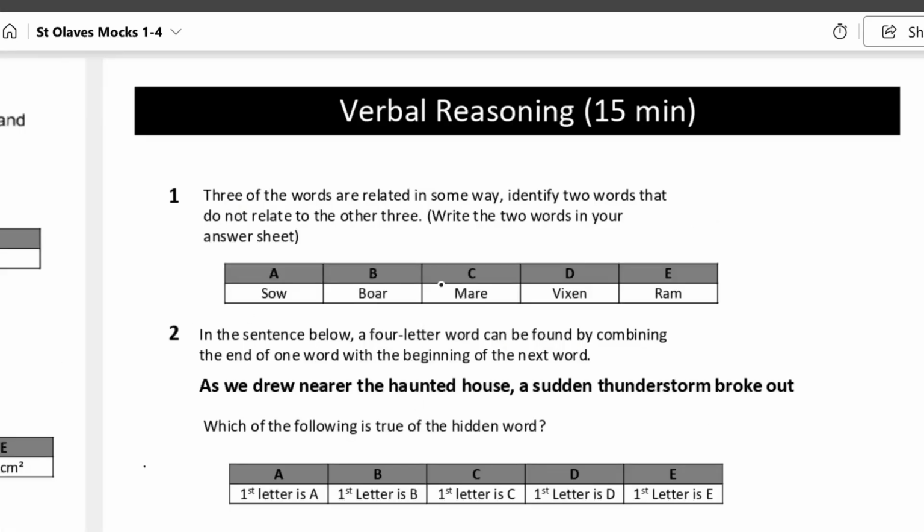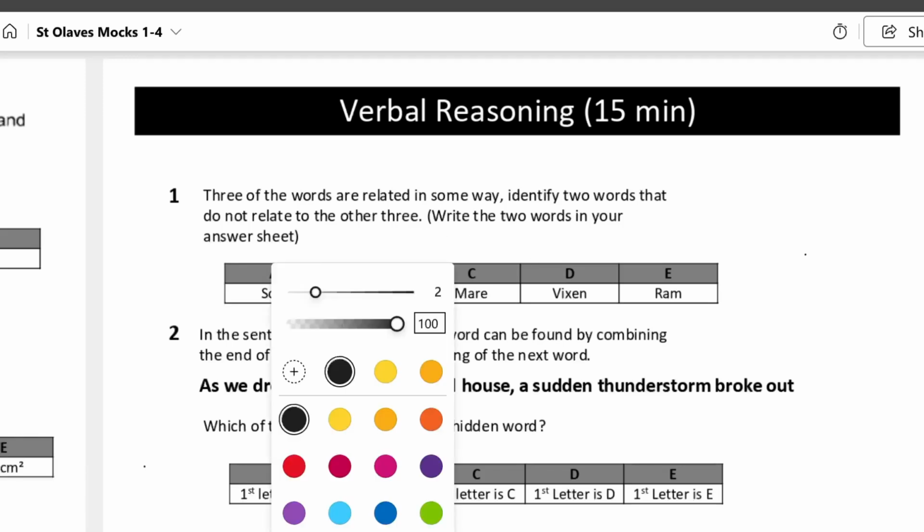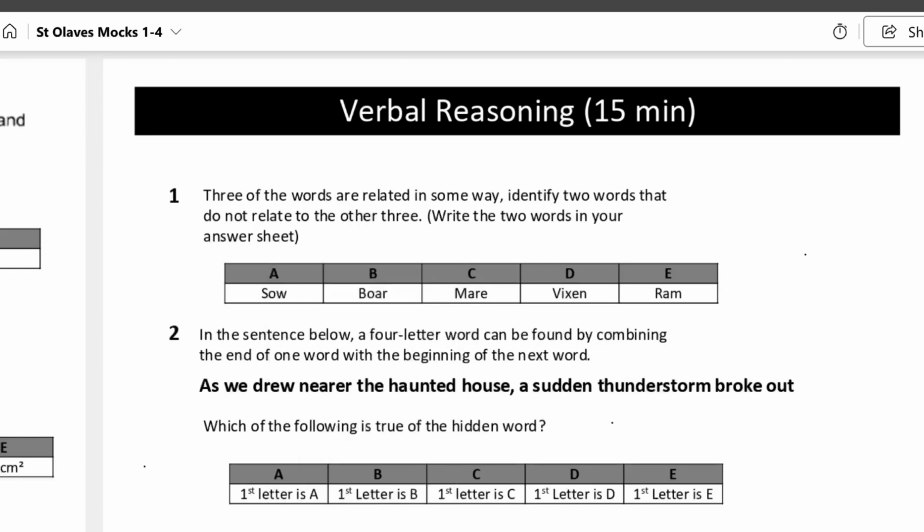Starting off with the verbal reasoning section, question number 1, we have to identify 2 words which do not relate to the other 3. So I can see that when you have sow, bull, mare, vixen, ram, mare is a female horse, vixen I think is a female fox, and sow is a female pig. We have bull and ram that are the male versions of animals, so they stand out.